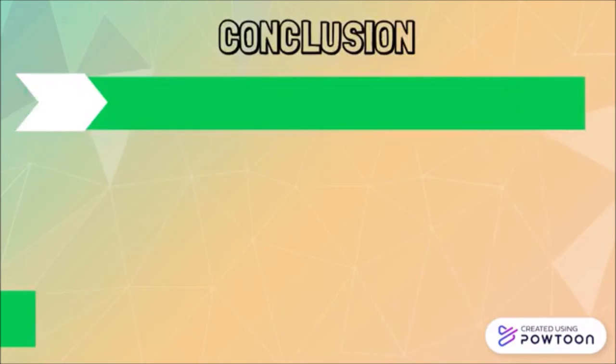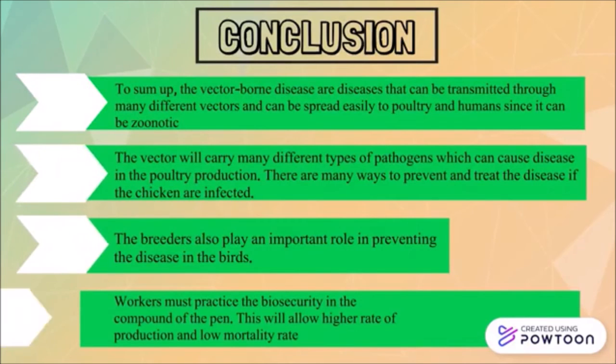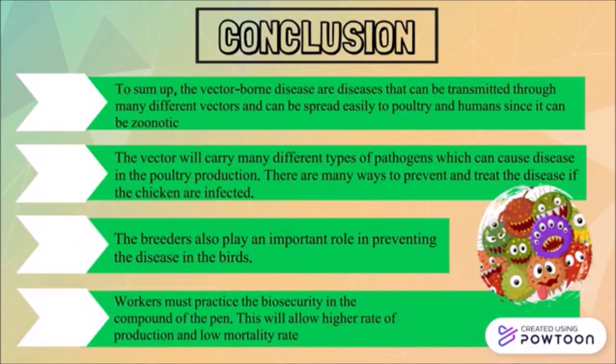To sum up, vector-borne diseases are diseases that can be transmitted through many different vectors and can be spread easily to poultry and humans since they can be zoonotic. The vectors carry many different types of pathogens which can cause disease in poultry production. There are many ways to prevent and treat the disease if the chickens are infected. The breeders also play an important role in preventing the disease in the birds. Workers must practice biosecurity in the compound of the pen. This will allow a higher rate of production and a low rate of mortality.